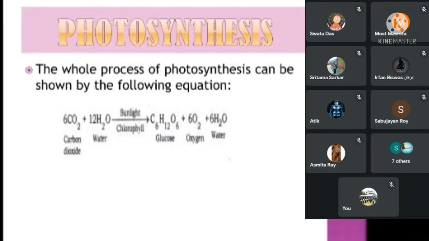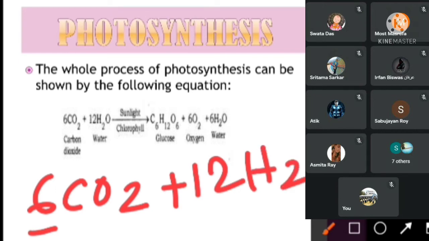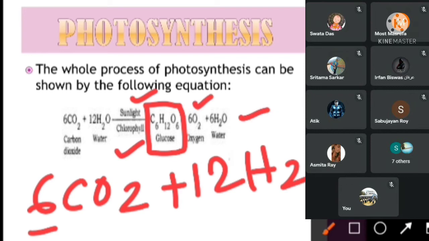Okay. Now see the photosynthesis equation again. The whole process of photosynthesis can be shown by the following equation. See the equation. 6CO2, that means 6 molecules of carbon dioxide are needed as the raw material, plus 12H2O, means 12 molecules of water are needed. Then in the presence of sunlight and chlorophyll, the plants will prepare C6H12O6, that means glucose, plus 6O2, that means 6 molecules of oxygen, and 6H2O, 6 molecules of water. So these are the products of photosynthesis.